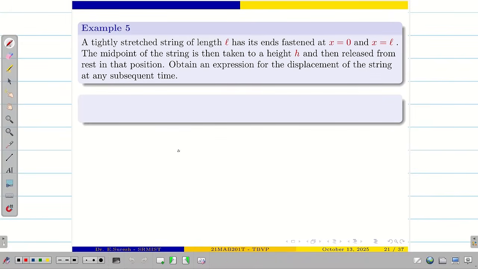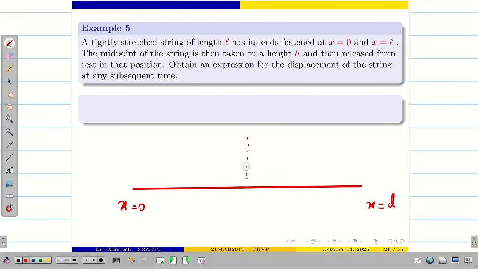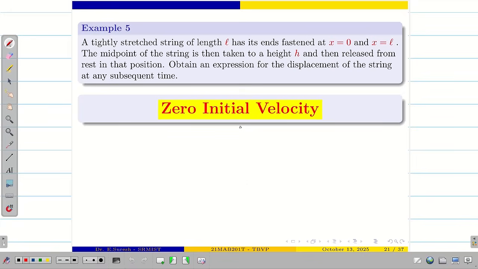A tightly stretched string whose length is L. So one side is x equal to 0, the other side is x equal to L. Now we are lifting the string to a height h from the midpoint. So that means we are pulling out the string like this. So it is very clear. Now I am holding the string at this point. So there is no initial velocity. There is an initial displacement. So this problem is a zero initial velocity problem.